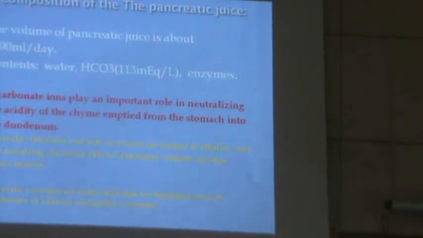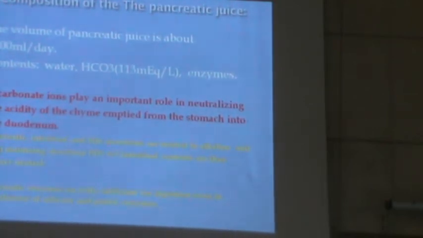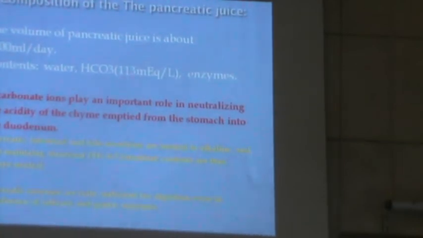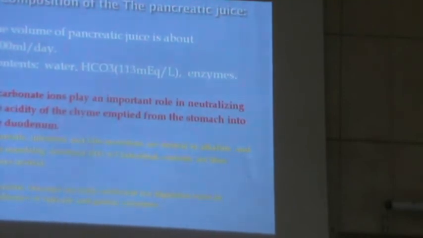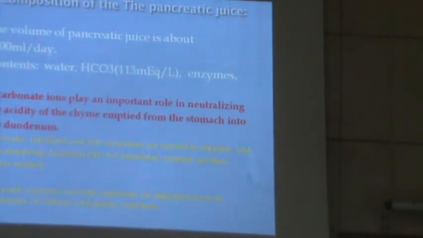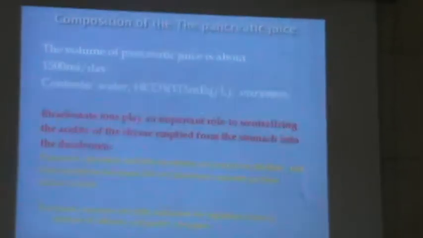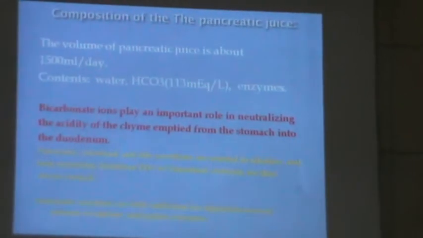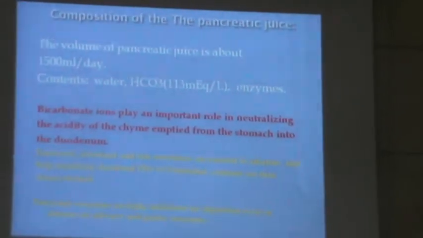Now, the composition of the pancreatic juice. As we discussed before for the gastric juice and the salivary juice, the volume of the pancreatic juice is around 1.5 liters per day. This is the average volume, and it includes the amount of pancreatic juice secreted in response to the process of digestion.